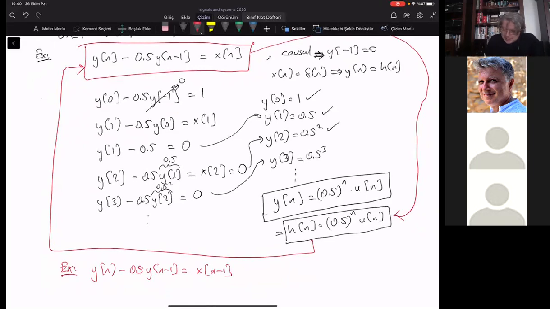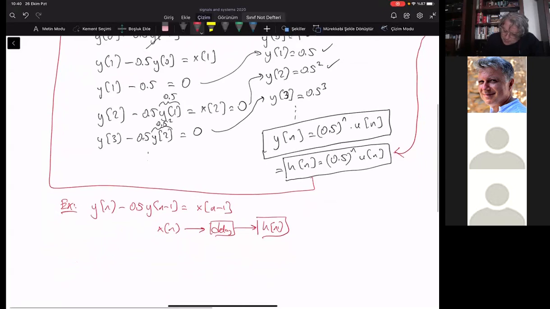It means the input is delayed, and the impulse response I expect to be something like this. X going into a delay system. What's the impulse response of a delay system? We know it. And then it is going into this h of n, which is the same as this one. And this will be the output. So the impulse response is the convolution of the delay and h of n.